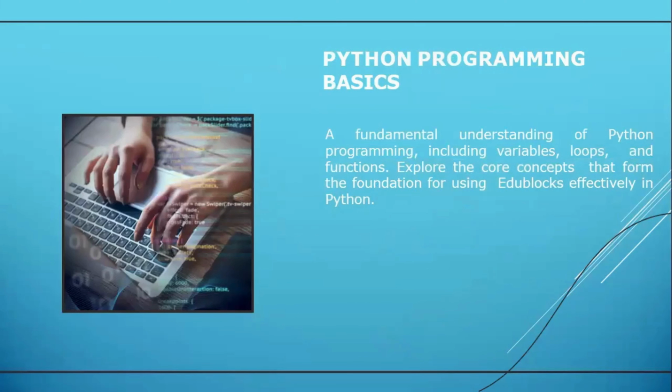Python programming basics covers the fundamental understanding of Python programming. What are the fundamental things Python includes? It may include variables, loops, and functions. So now let's talk about what a variable is. In a programming language, a variable is a container to store any value. For example, if we want to store our grocery products, we store them in a tin or a container.